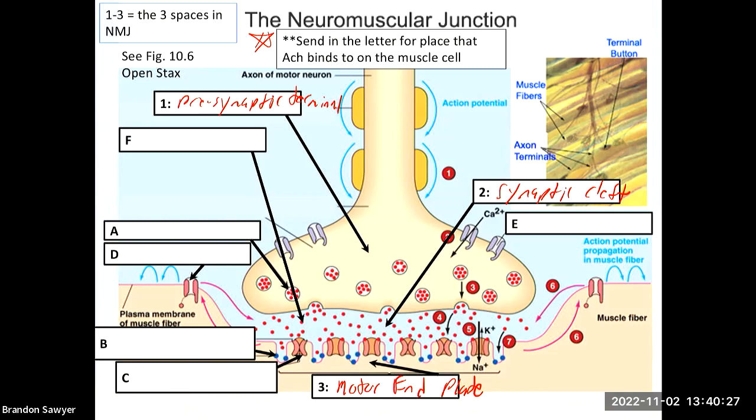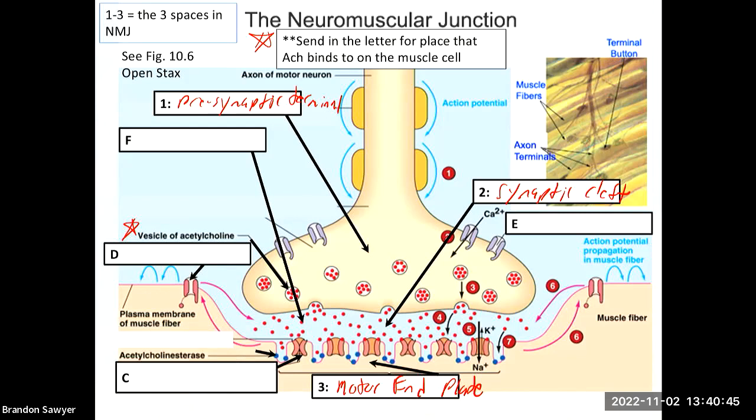Okay, so we got those 3 regions, and then let's start with the other little parts there. So A, these are those vesicles full of acetylcholine. Okay, any ideas what B is? Now, this is just a depiction of that enzyme that helps us break down acetylcholine. So acetylcholine, that's great. Okay, you guys already said what C was. That's the acetylcholine receptor, which also functions as an ion channel, right?